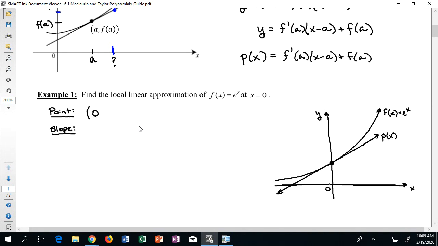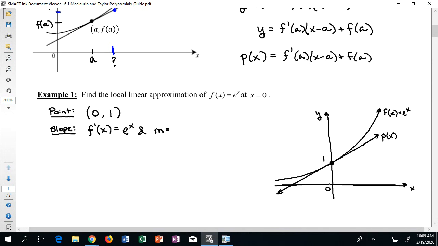I see that my point on the line is that black point right on the y-axis. It's got x-coordinate 0 and its y-coordinate, well, its y-coordinate has got to be 1, right? Because if I plug 0 into e to the x, I get back 1. I can then also see that in order to find the slope, I would need to calculate the derivative. So the derivative of my function is going to be, well, e to the x. That's easy.